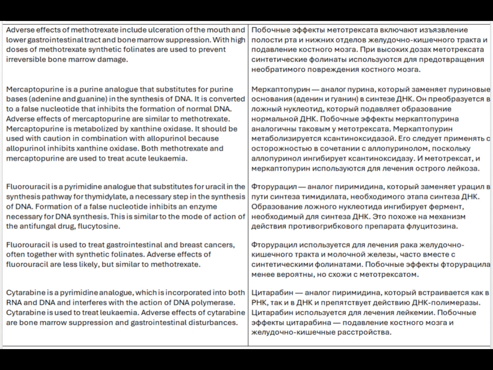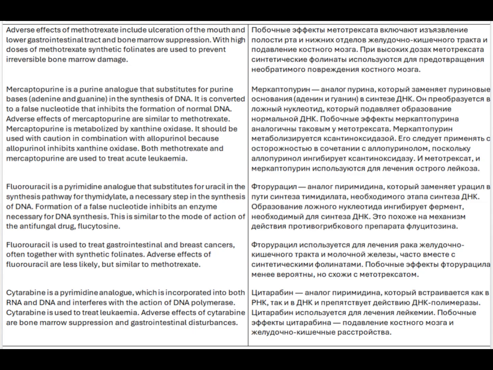Mercaptopurine is a purine analog that substitutes for purine bases, adenine and guanine, in the synthesis of DNA. It is converted to a false nucleotide that inhibits the formation of normal DNA. Adverse effects of mercaptopurine are similar to methotrexate. Mercaptopurine is metabolized by xanthine oxidase. It should be used with caution in combination with allopurinol because allopurinol inhibits xanthine oxidase. Both methotrexate and mercaptopurine are used to treat acute leukemia.